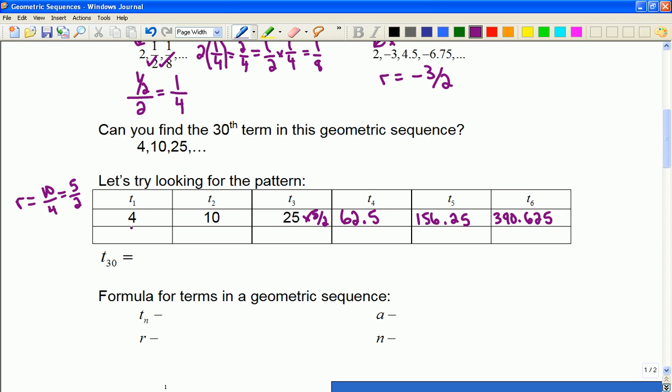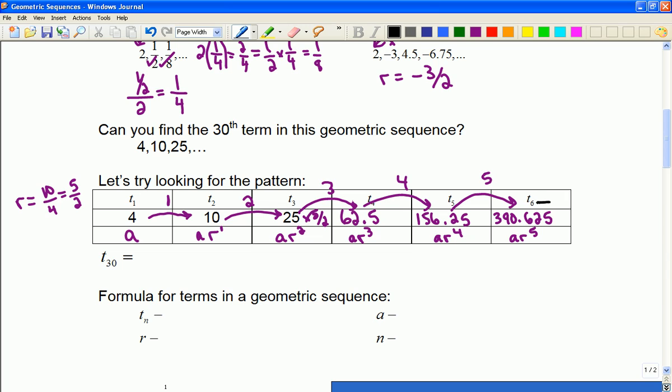But if you think about it, the first term, we're still going to call it A like we did before. To get there, I had to apply the common ratio one time. So it went A times R. To get from 10 to 25, I had to do it again. So now I've gone 2 times. A R squared. And then to get from 25 to 62.5, that's 3 times. So A R cubed. And we'll continue this, so that hopefully you can see the pattern.